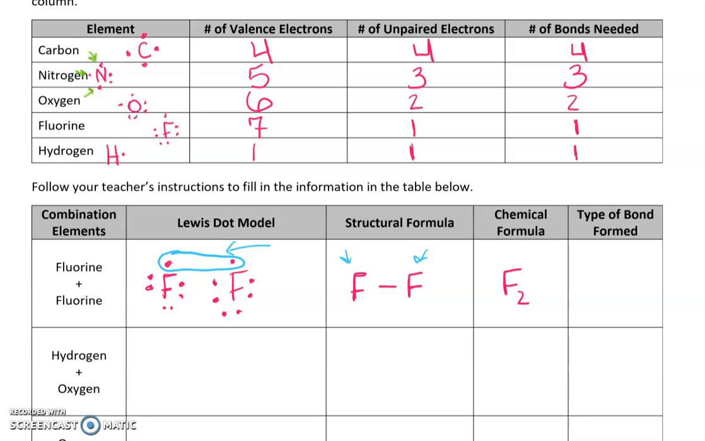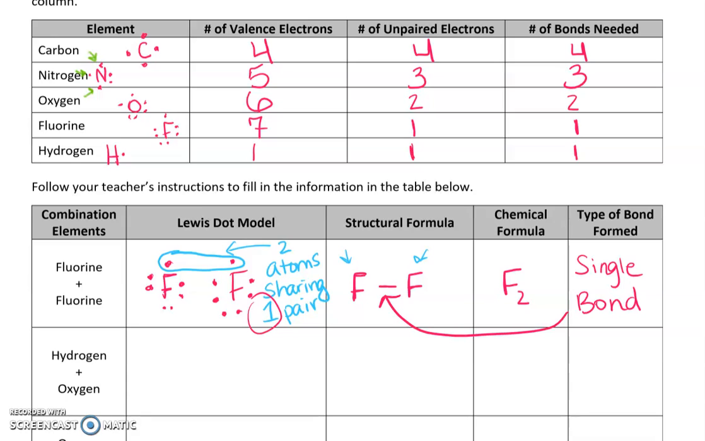And the type of bond that has formed, like I said, is called a single bond. Now, the reason why it's called a single bond is because here we have 2 atoms and they're sharing 1 pair of electrons. The key here is this 1. They're sharing 1 pair of electrons, and that's why it's considered a single bond.